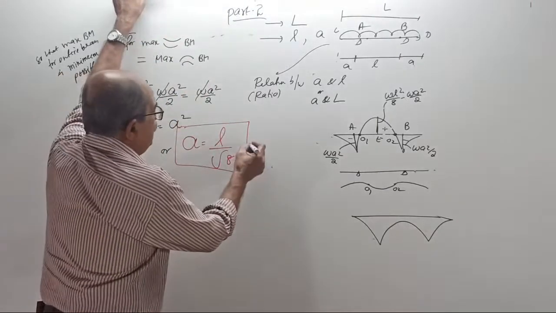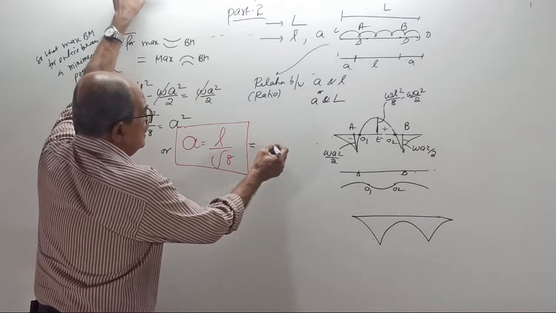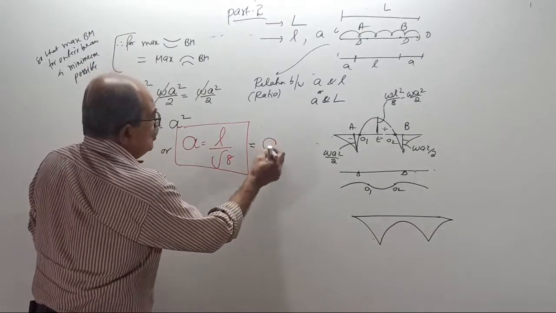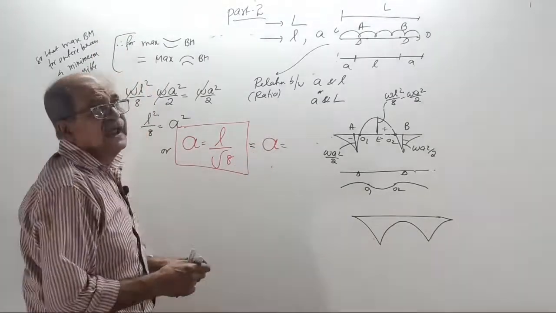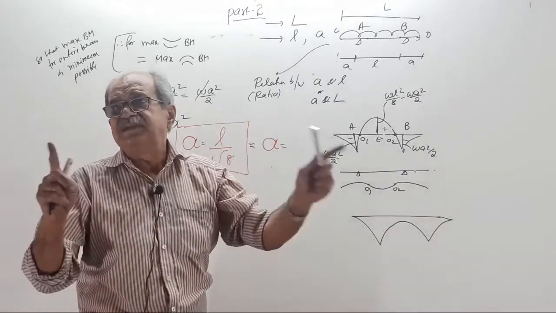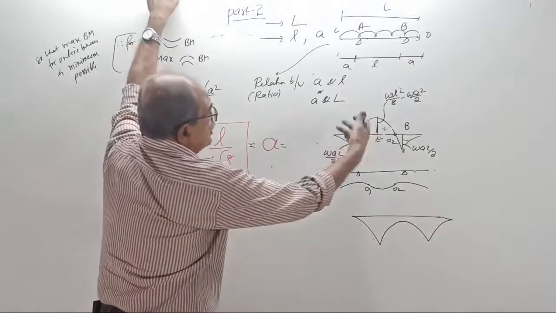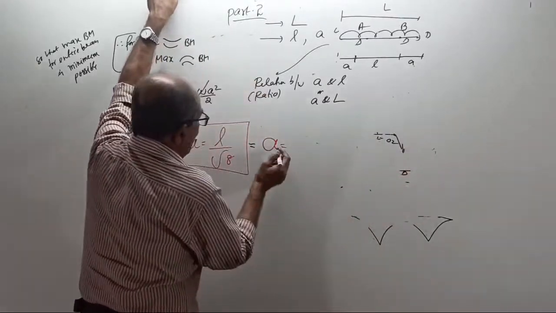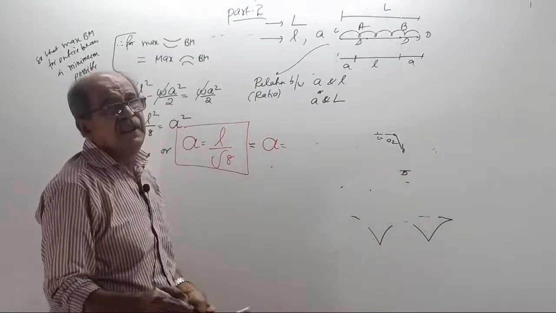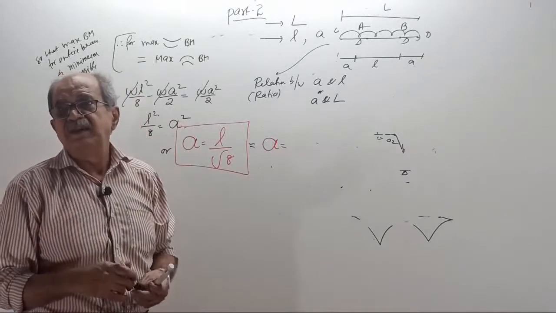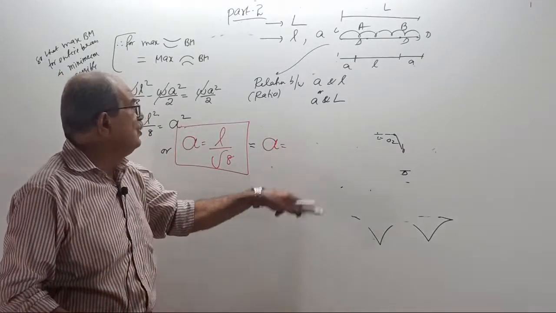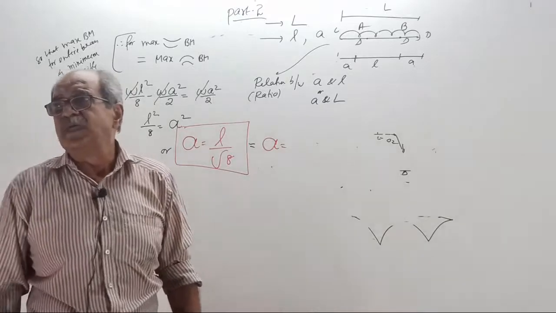Or if you write decimal form, A should be equal to, this is connecting A with the distance between the supports, not full length. Tell the answer. Or your A should be equal to, tell me what is 1 by root 8. What is 1 by root 8? You cannot get more than 0.5.